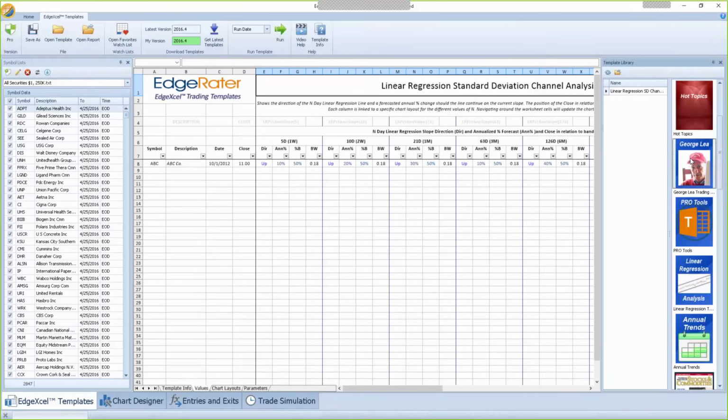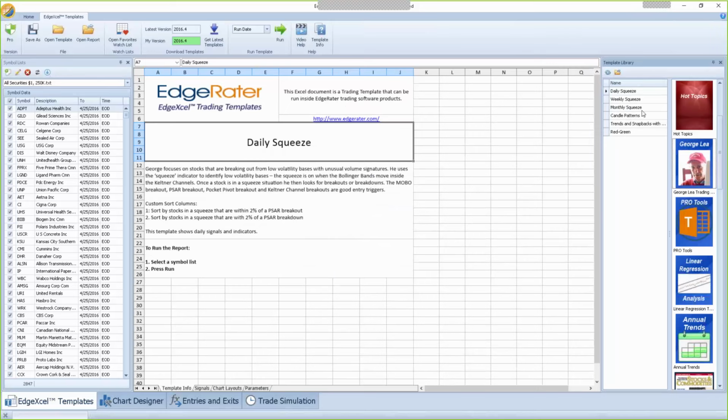If I click on George's face there, then to the left, you'll see 1, 2, 3, 4, 5, 6 different templates that I've worked on with George over the last 3 years or so. And the 2 we're going to look at today are actually not in this category. He was talking that we were looking yesterday with the squeeze, the daily squeeze template, but we also have red, green, and CCI template and candle patterns.